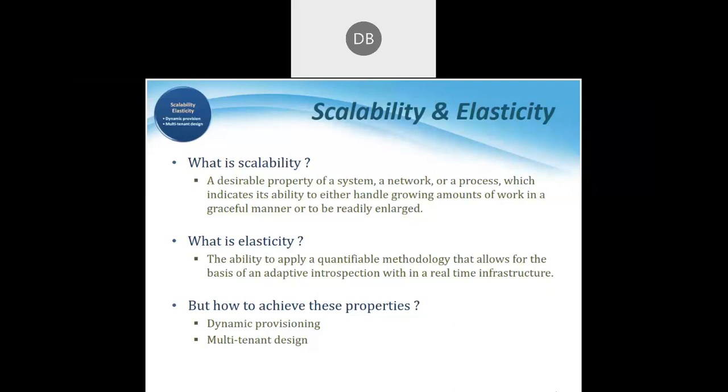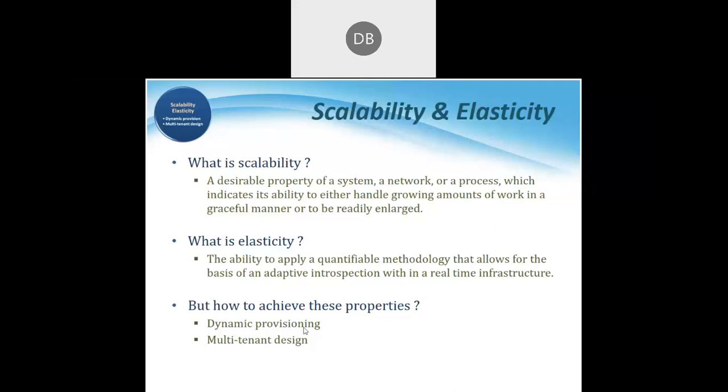Now HRDC must have the scalability property. It must have that much computing resources, that much hardware, that many servers, that much storage, and that much internet connection to handle the growing amount of work in a graceful manner. That means without affecting the services to the previous 100 institutions, HRDC should be able to scale. So scalability means that.